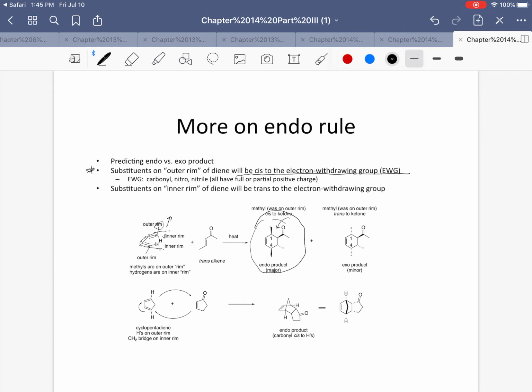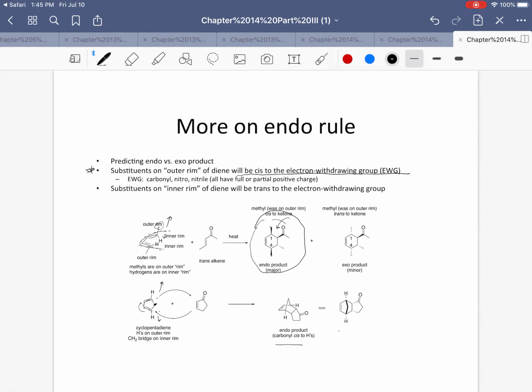If you look at something that will form a bicyclic system, cyclopentadiene is a very reactive diene because it's locked in the S-cis conformation, and it reacts with the dienophile to give the Diels-Alder adduct. So if I draw this rim through the diene system, the hydrogens are on the outer rim, and the CH2 bridge is on the inner rim. So the hydrogen is going to be cis to the carbonyl.